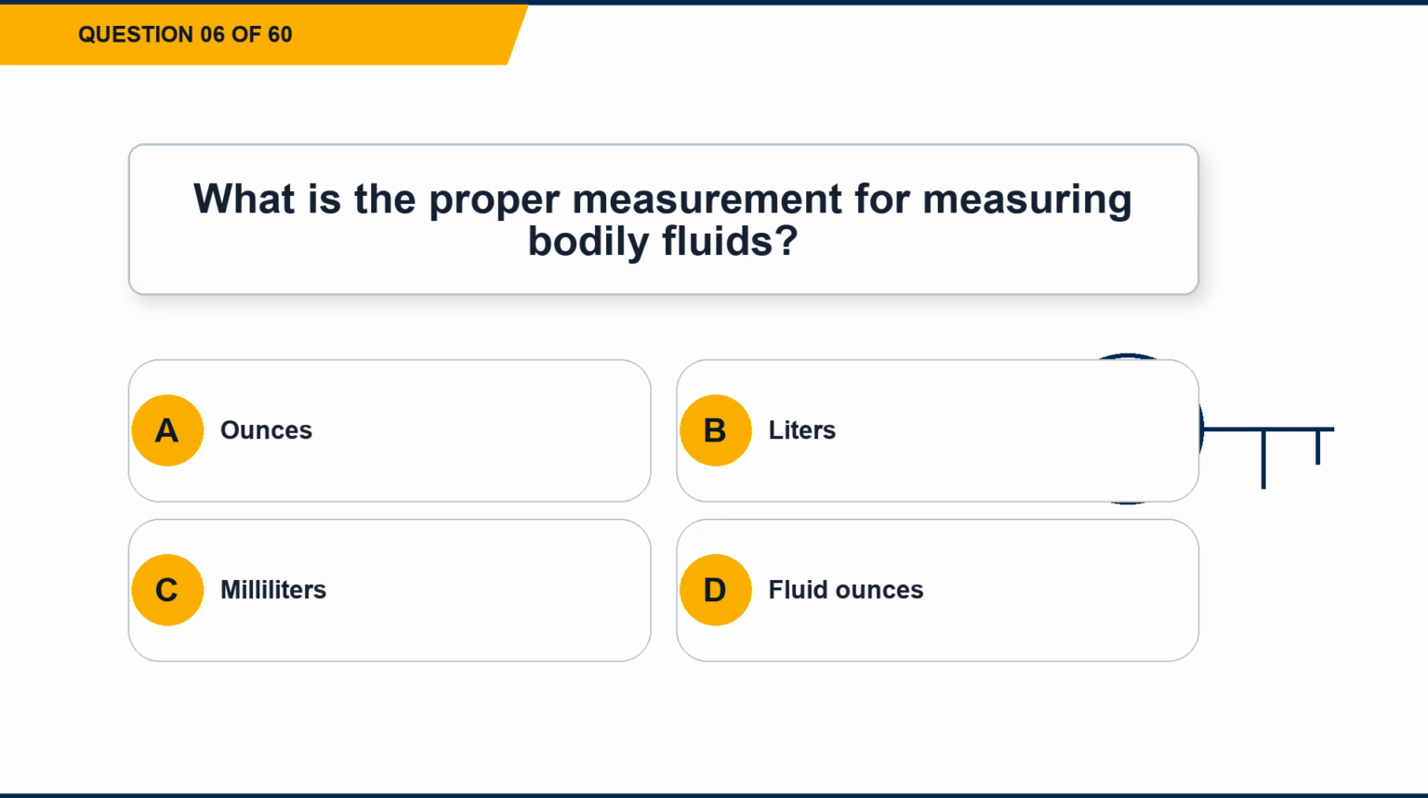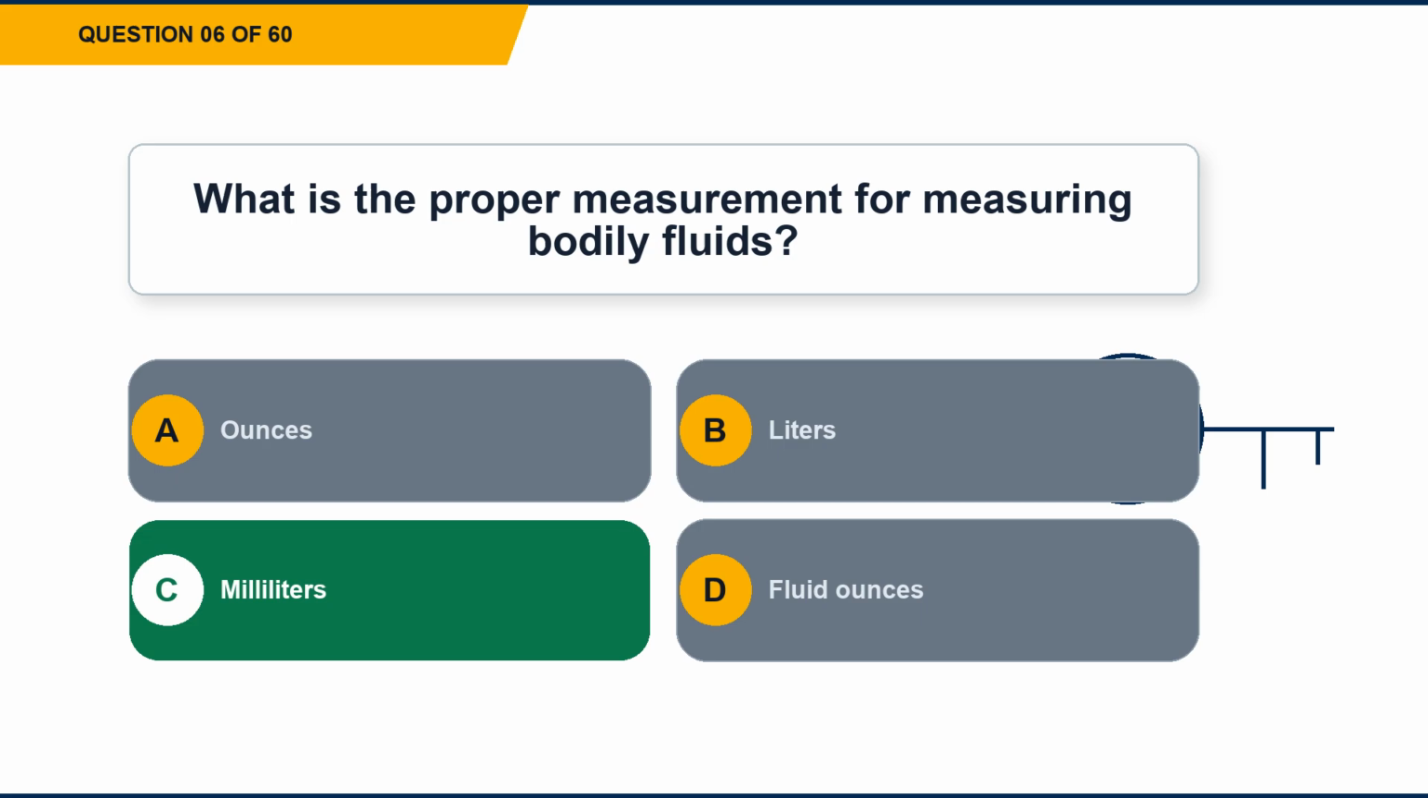Question 6. What is the proper measurement for measuring bodily fluids? Option A. Ounces. Option B. Liters. Option C. Milliliters. Option D. Fluid ounces. The correct answer is option C.